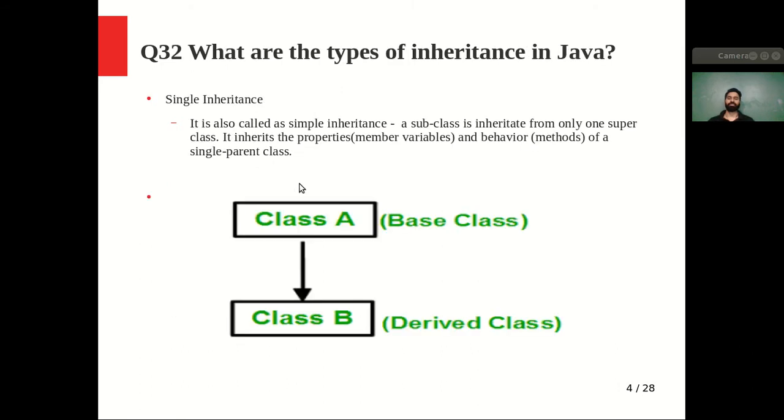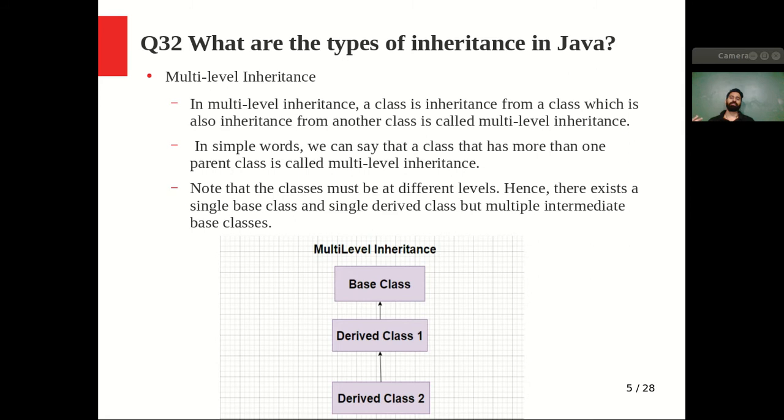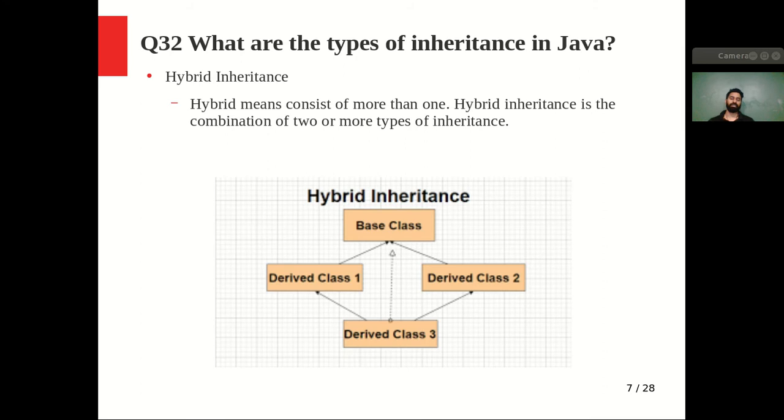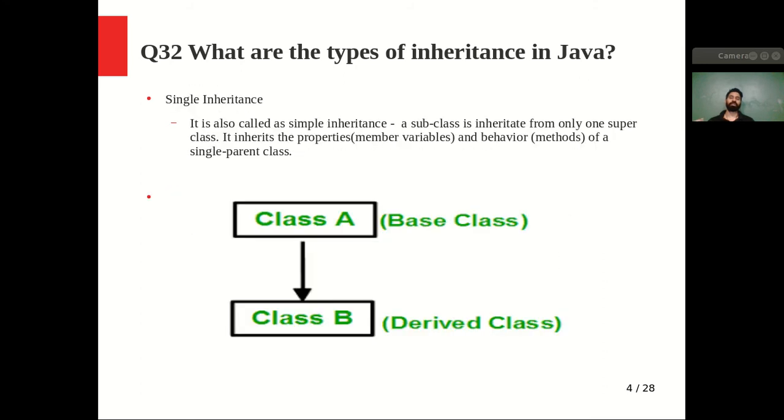So let's move to the next question, where he will ask what are the types of inheritance in Java. Basically there are four main types of inheritance in Java. First is single inheritance, also called simple inheritance. Second is multilevel inheritance, third is hierarchical inheritance, and the fourth is hybrid inheritance, right? So these are the four types of inheritance in Java. Let's look at all these types one by one.